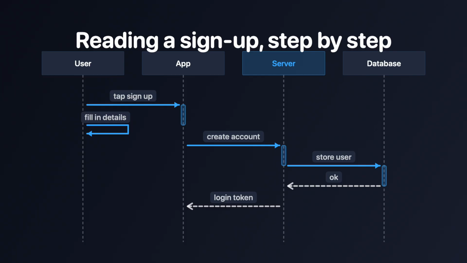One last piece. These little bars sitting on the lines, that's the activation. It shows who is actually busy at each moment. When the server's bar is lit, the server is doing the work. When it ends, the server is done and hands control back.